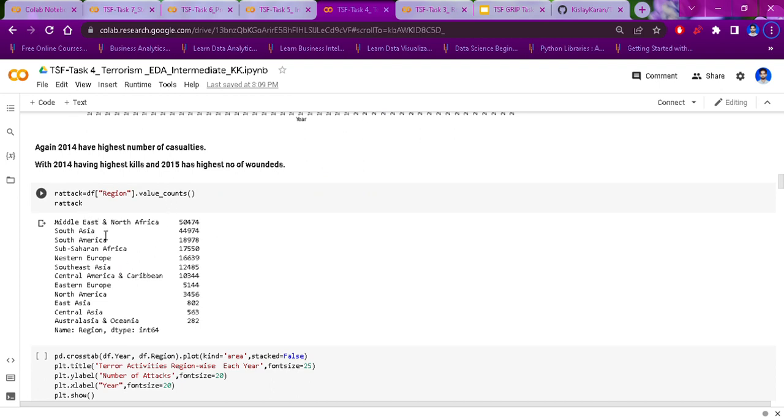And then for the region wise, we'll be counting the number of attacks so far. So the Middle East and North Africa region has the highest number of terrorist activity counts, followed by South Asia and South America. The list ends with the Australia and Oceania and Central Asia regions.